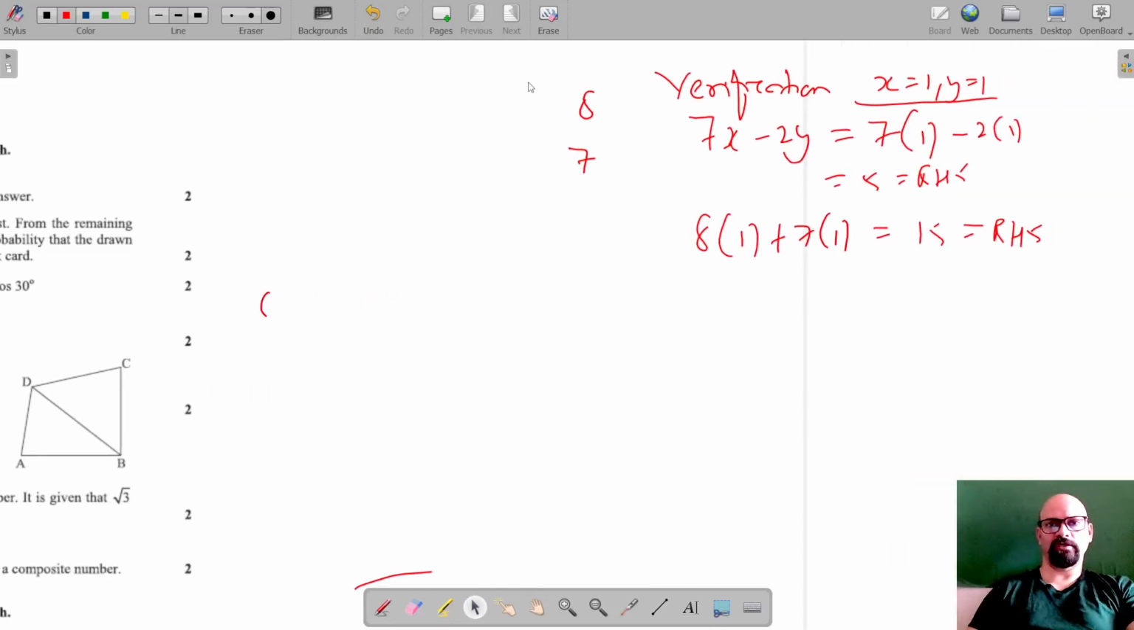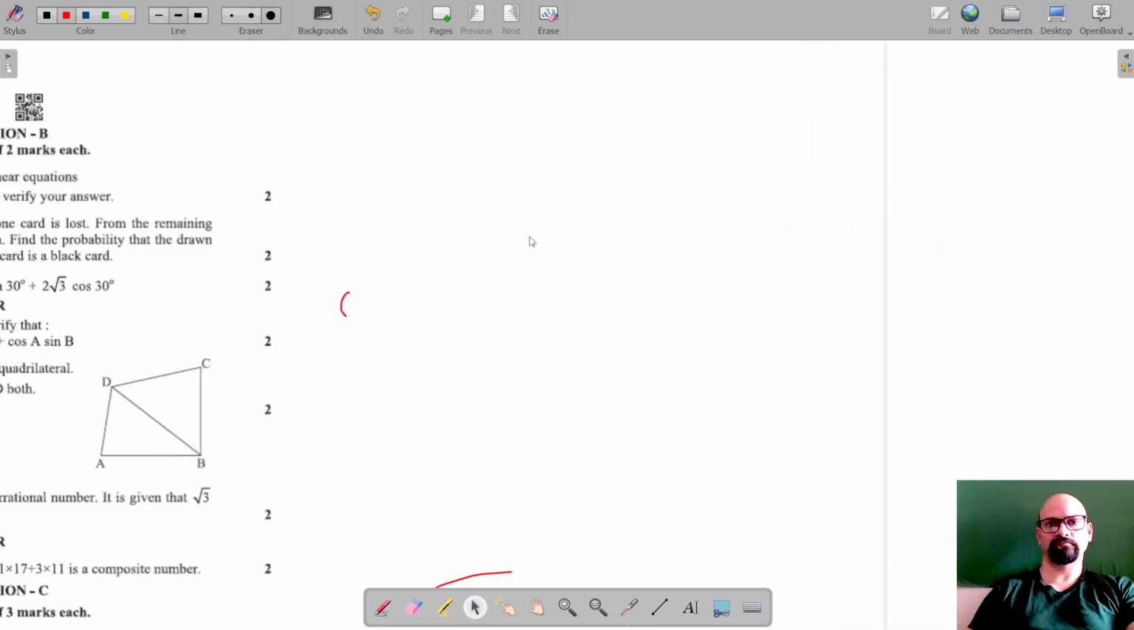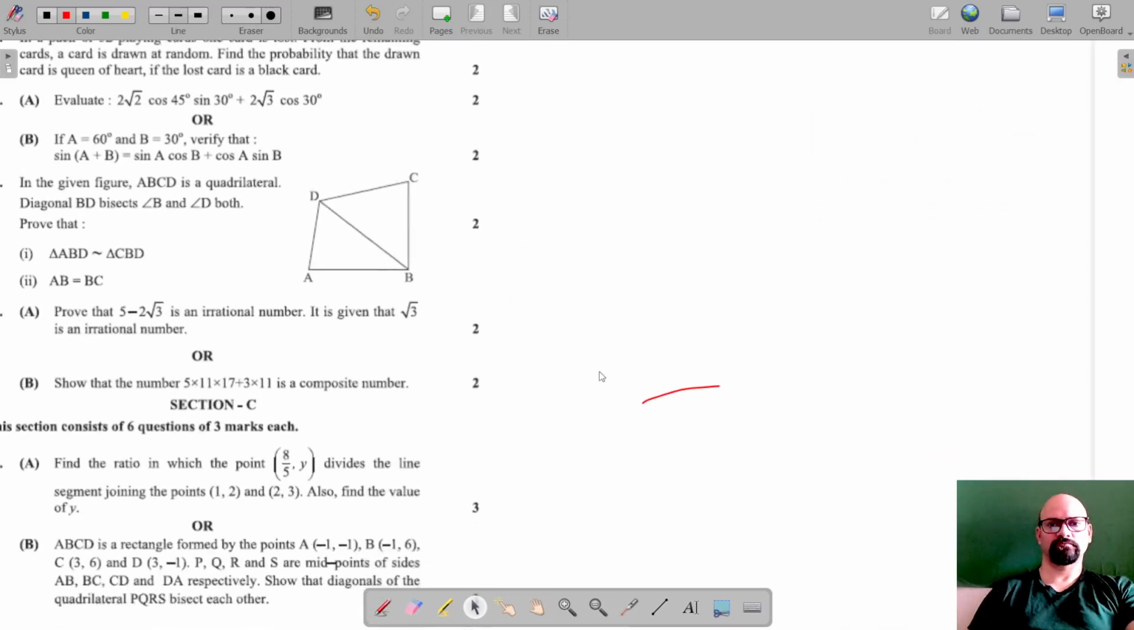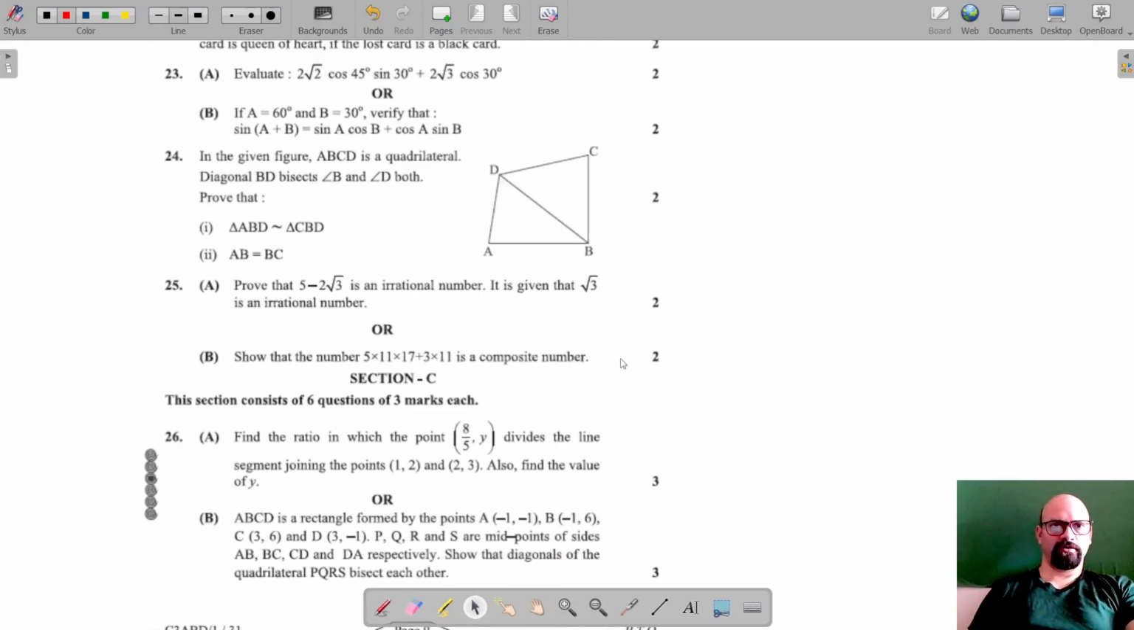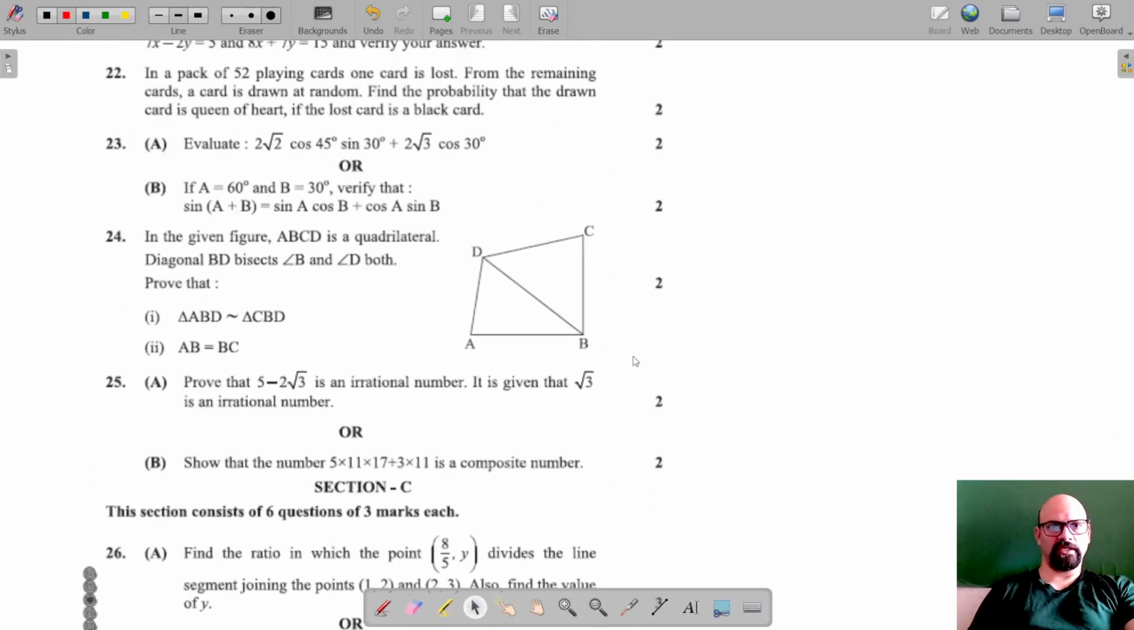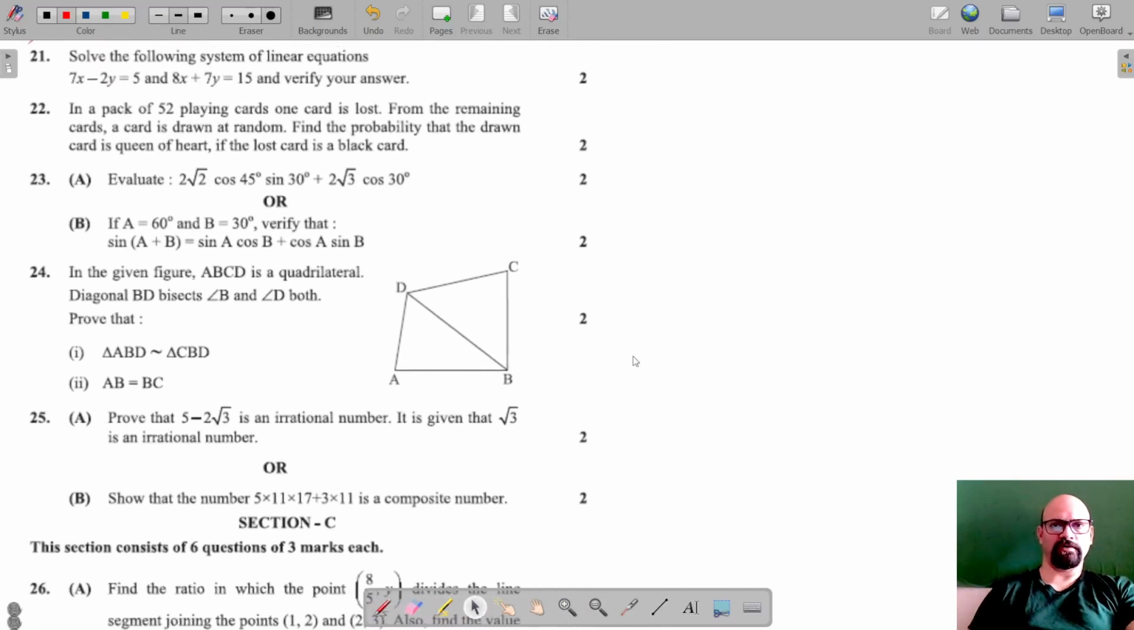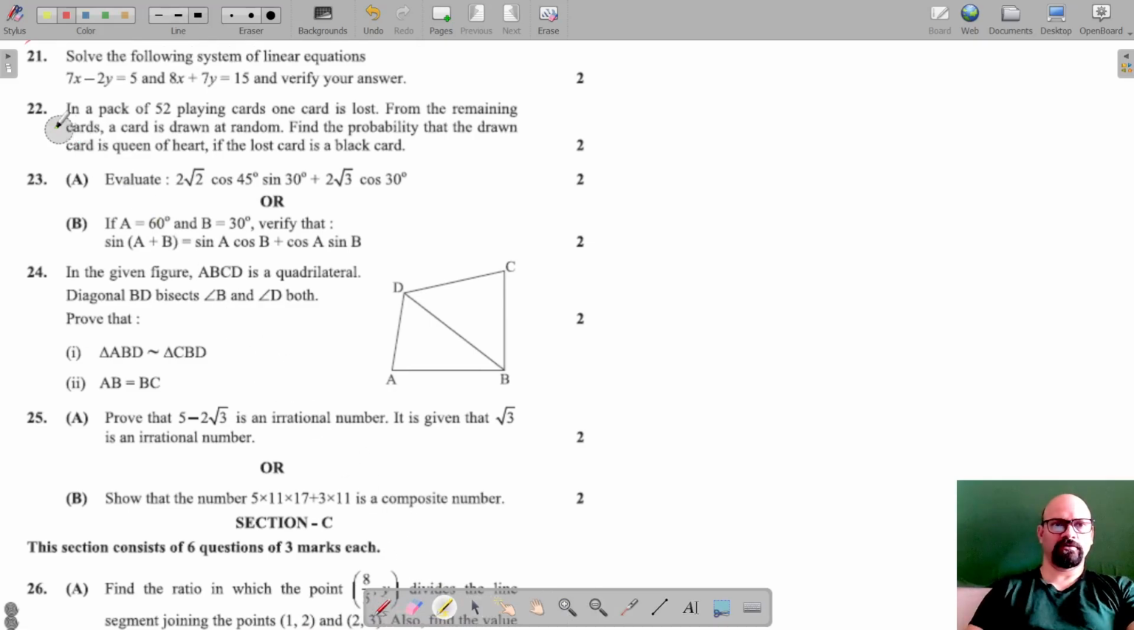For question number 22, it's given that in a pack of 52 playing cards, the total cards are 52, and one card is lost.